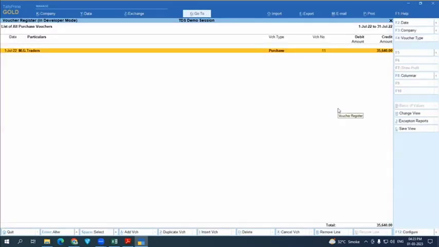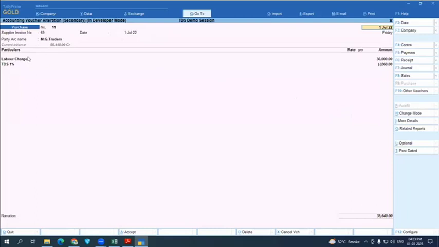Suppose a party has multiple incomes, like he's a consultant, he is also a labor contract provider, or he's also providing security charges. You can mention multiple categories that way. Same party with multiple tax categories.